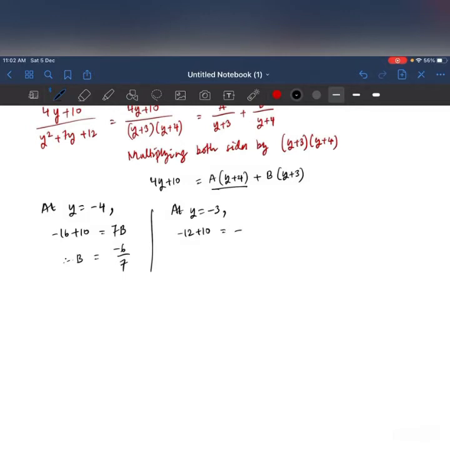So this one will be minus 3 plus 4, that is 1, and here it will be a. So this one is minus 2 is equal to a. So a is equal to minus 2. So the mistake is in here.